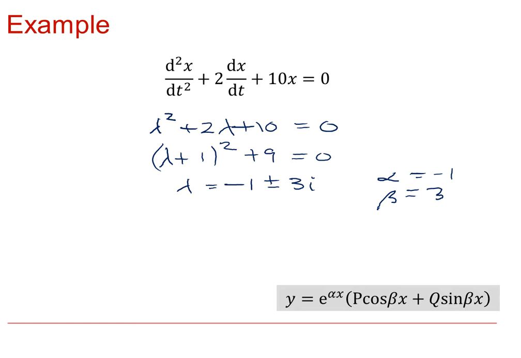Therefore, the general solution will be x equals e to the minus t (p cos 3t plus q sine 3t).